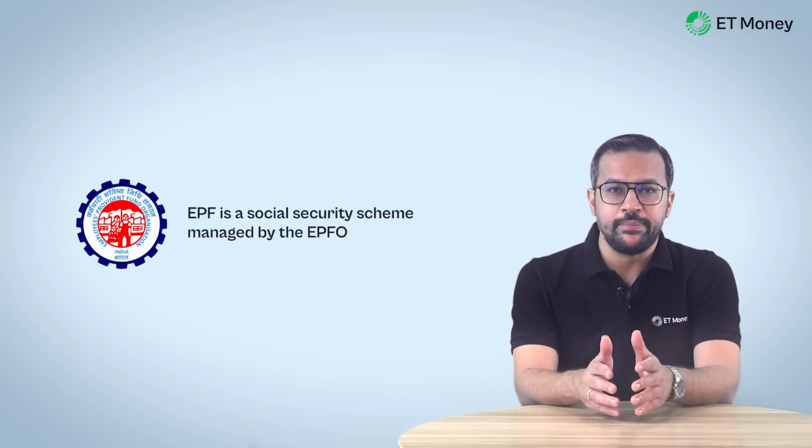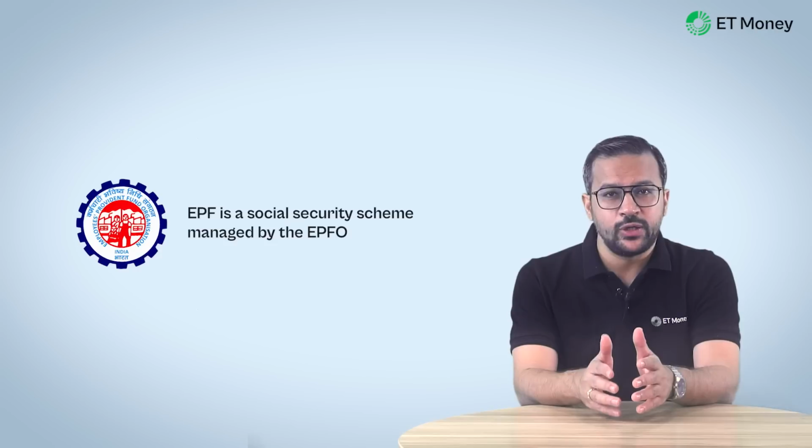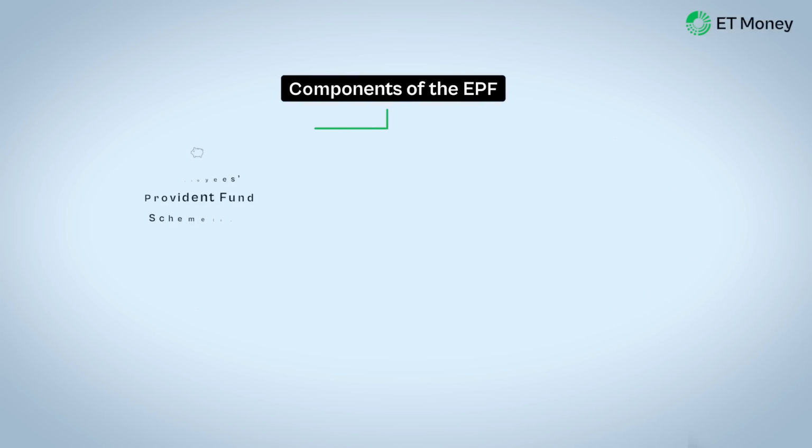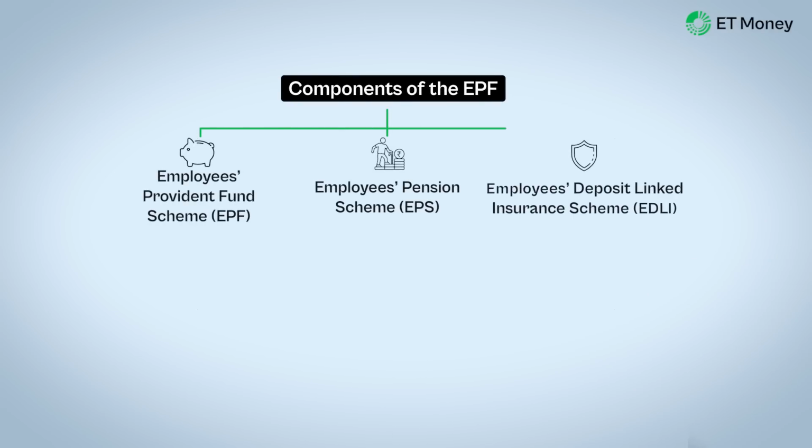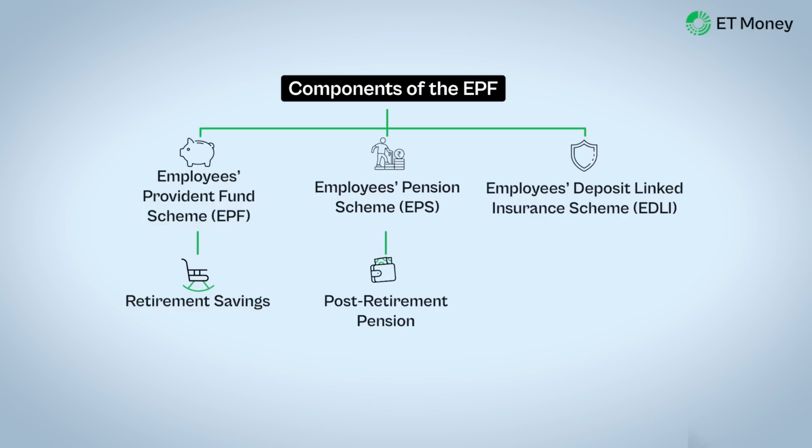The Employees Provident Fund or the EPF is a social security scheme managed by the Employees Provident Fund Organisation or EPFO. The EPF itself comprises 3 schemes: Employees Provident Fund Scheme or the EPF, Employees Pension Scheme or the EPS, and Employees Deposit Linked Insurance Scheme or the EDLI. The EPF is the retirement savings part, and it is aimed to provide you with a lump sum at time of retirement. The EPS is a retirement income scheme meant to provide you with post-retirement pension, and the EDLI is a life insurance scheme. The minimum and the maximum coverage under EDLI are 2.5 lakh and 7 lakh.